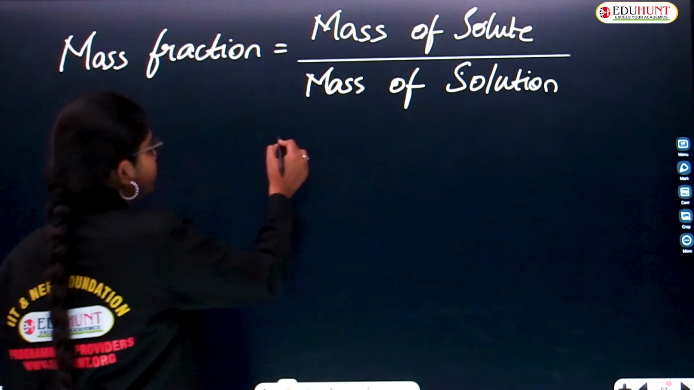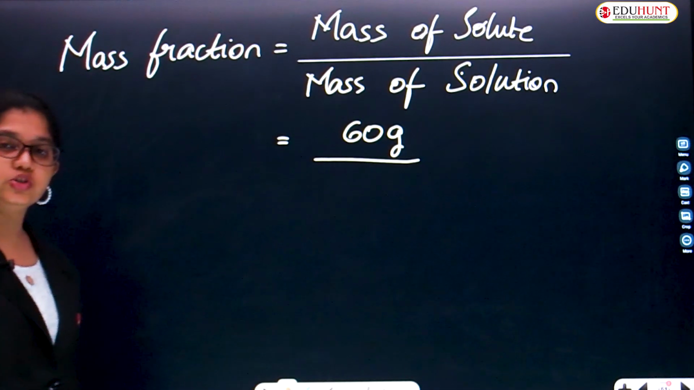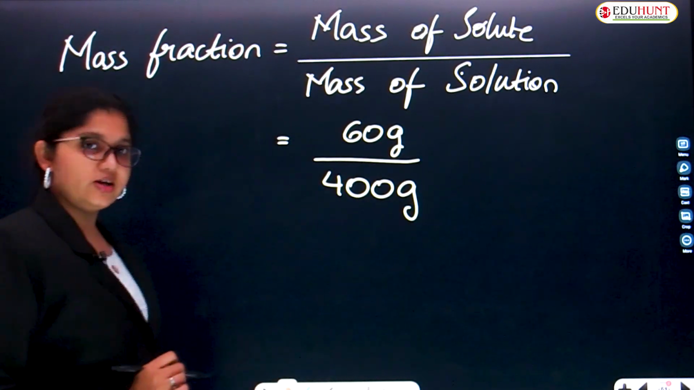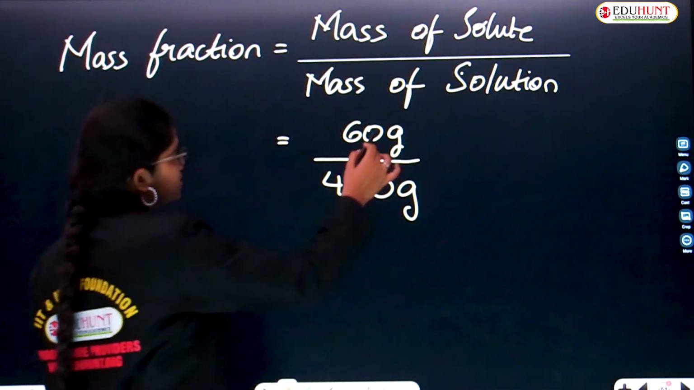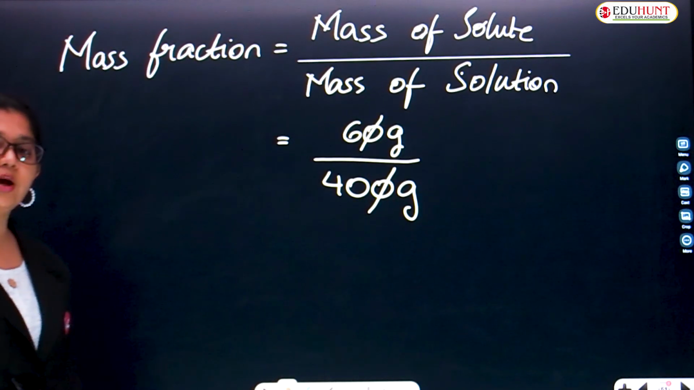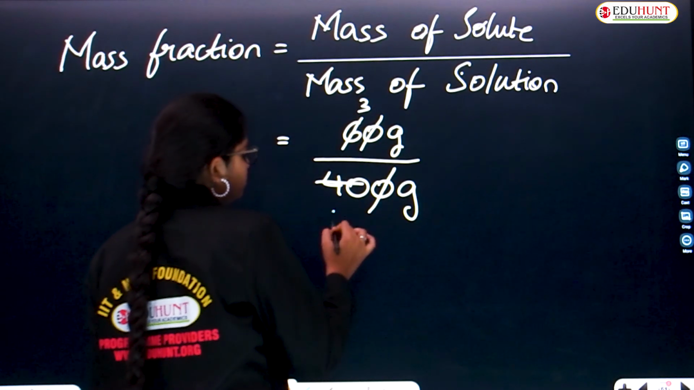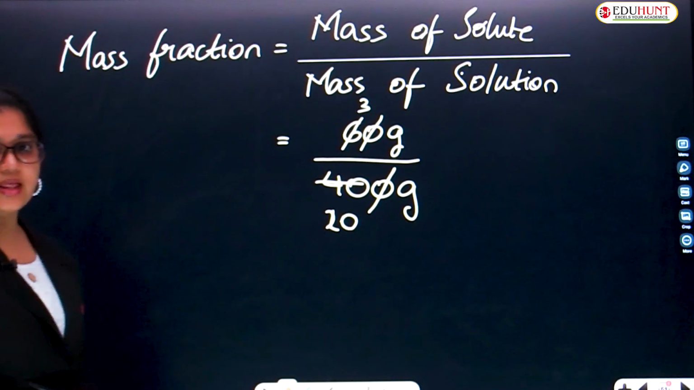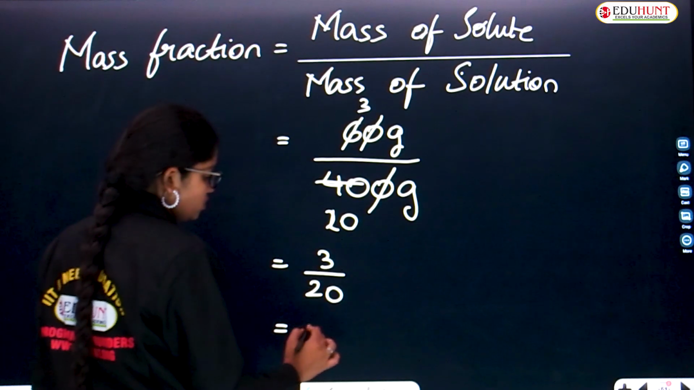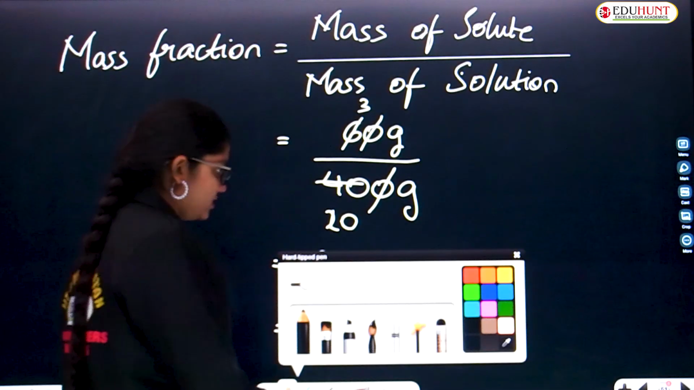What is the mass of solute given, children? How much? 60 grams by mass of solution. As we calculated, 340 plus 60 gives rise to 400 grams. If we do the cancellation process, 0, 0 gets cancelled. And now what happens? 2 table. 2 3s are 6 and 2 20s are 40. Any more calculations, children? We got here 3 by 20, which gives rise to 0.15. If we want to calculate in percentage, what happens?